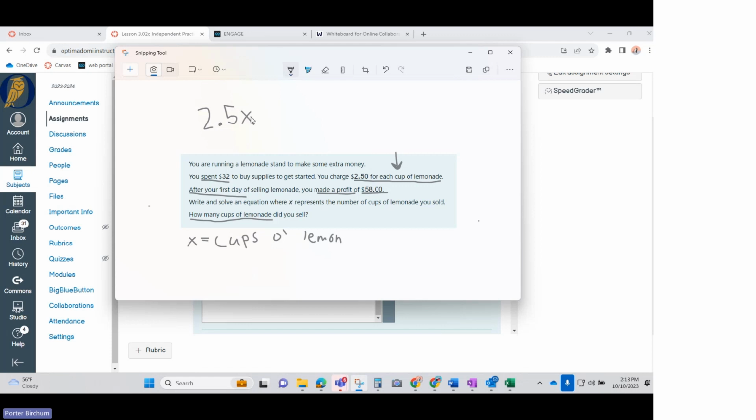And then I spent $32 also. So I spent $32, like buy supplies, and then I started selling. So I could also write, you know, if I was starting at the beginning of the story, first I spent 32, then I earned 2.50 for each cup of lemonade, but both of these number sentences mean the same thing. So subtracting and then adding a negative. And then at the end of my story, I had $58.